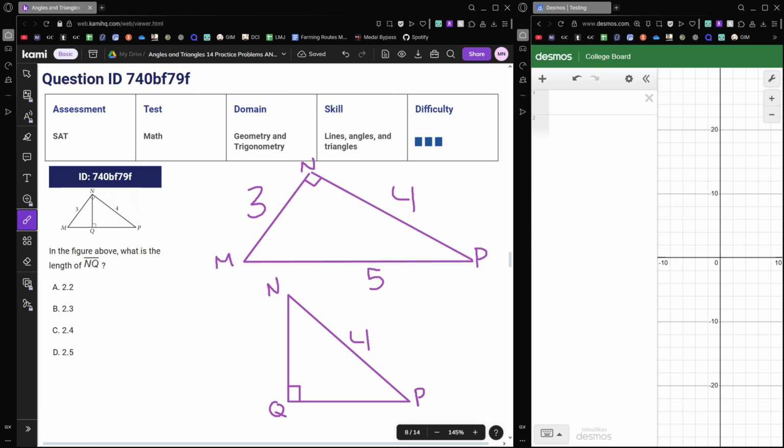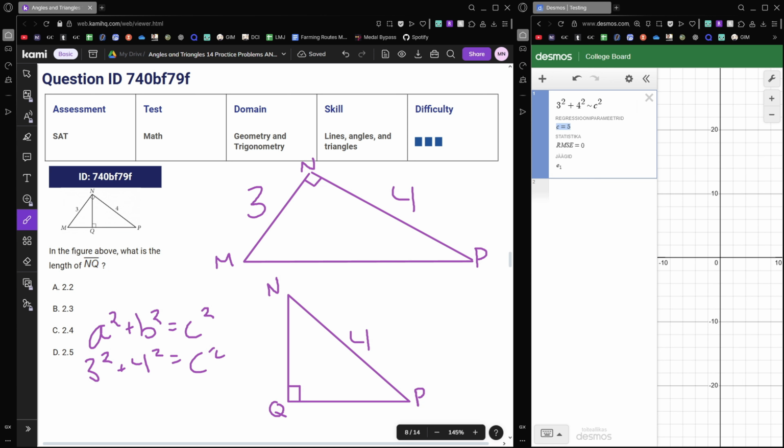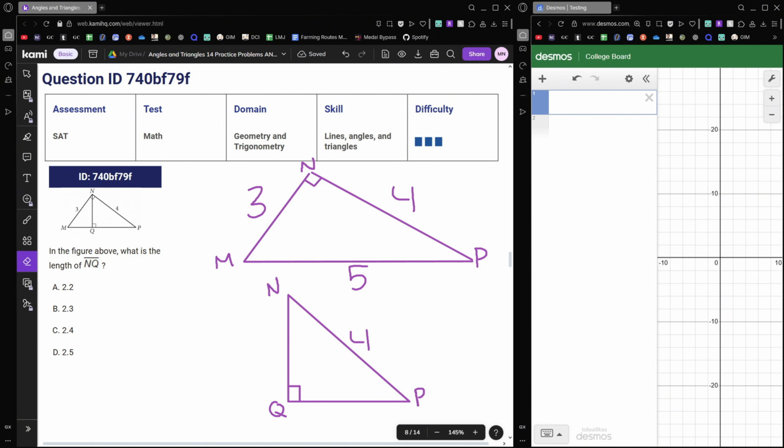Now if you didn't know that, that's completely fine. You probably noticed that there's a missing side in a right triangle, which means that you could have used the Pythagorean theorem to find that out. Once again, the Pythagorean theorem is a squared plus b squared equals c squared. So 3 squared plus 4 squared equals c squared. Now let me put that in Desmos. Instead of an equal sign, you want to put a tilde, and you get that c is equal to 5. Now we can finally move on to the next step.